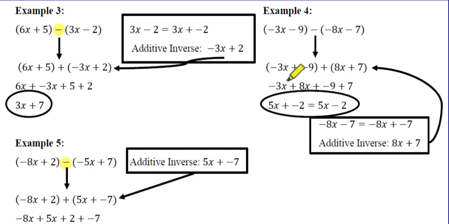We can then reorder this so our like terms are side by side. Negative 3x plus 8x is 5x. Negative 9 plus 7 is going to get us negative 2. Now, either of these answers are acceptable, so you could write 5x plus negative 2 or 5x minus 2 as your solution. All right, let's try some.